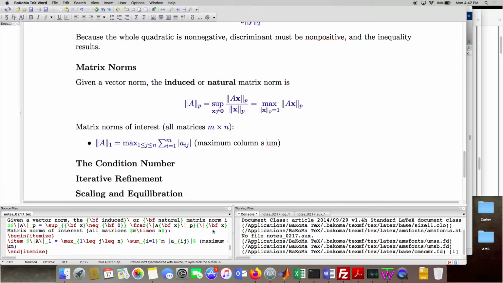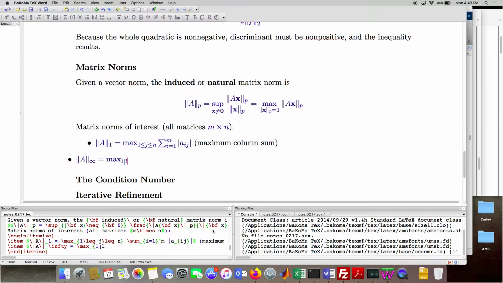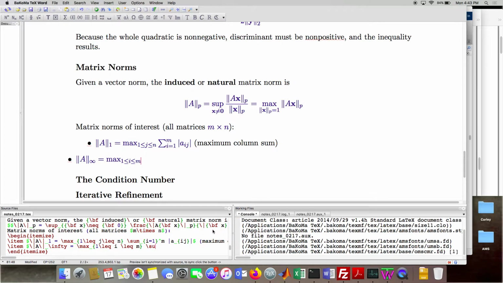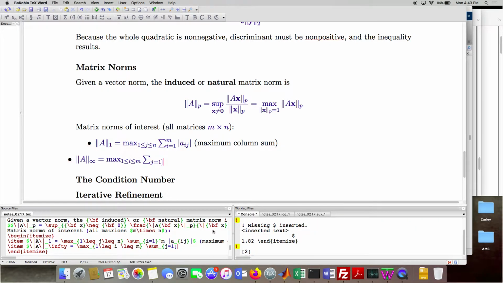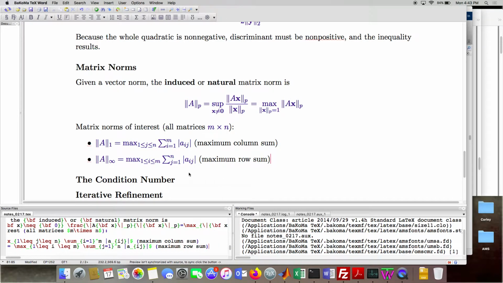The infinity norm. The infinity norm of a matrix is very similar. That is the maximum row sum. All right, so you sum all the entries in each of the rows. Whichever row has the largest sum, that is the infinity norm.